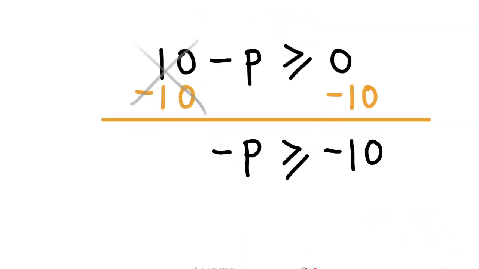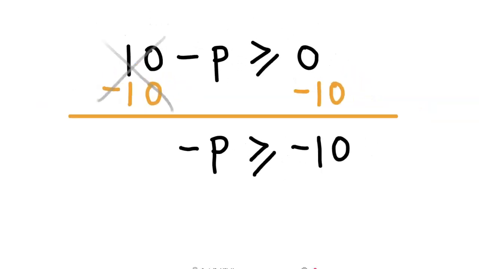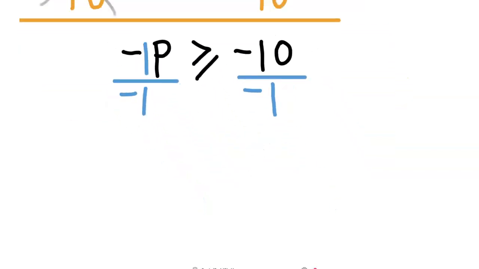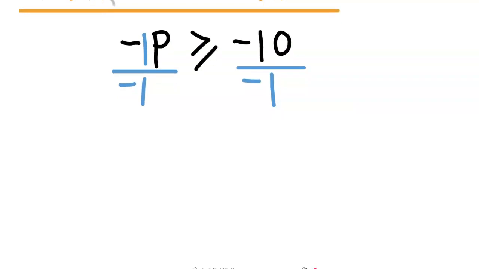We're not going to stop there, because we have negative p is greater than or equal to negative 10. What number is hiding in front of p? If it's negative p, then it must be negative 1p. So we are going to divide both sides by negative 1. And remember, whenever you divide or multiply both sides by a negative number, the inequality will flip. So we're going to get p is no more greater than or equal to, but less than or equal to, negative 10 divided by negative 1. Negative divided by negative is positive. So here is the domain in inequality form.